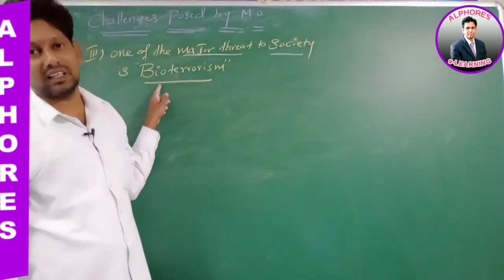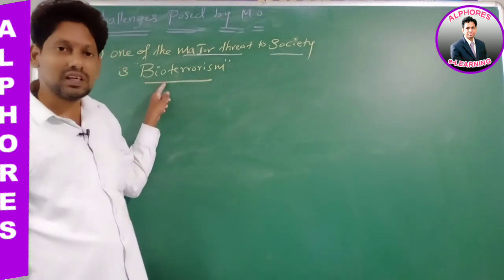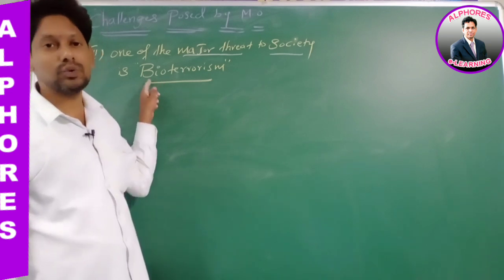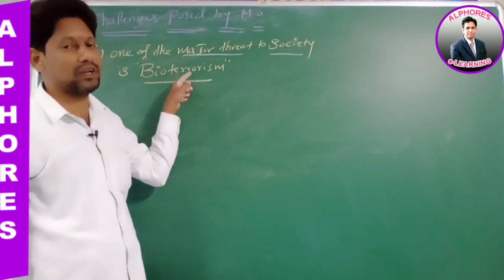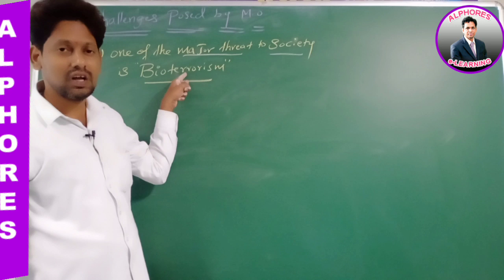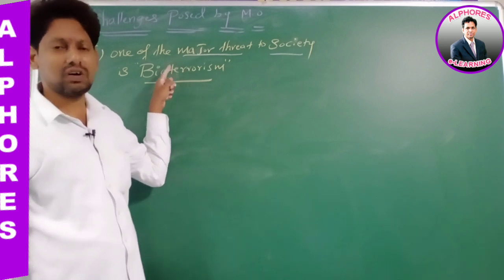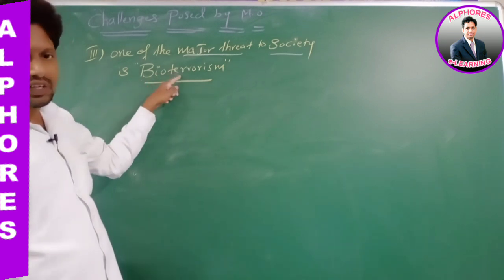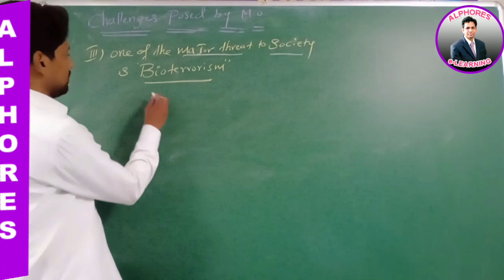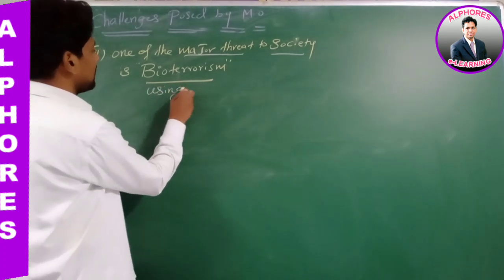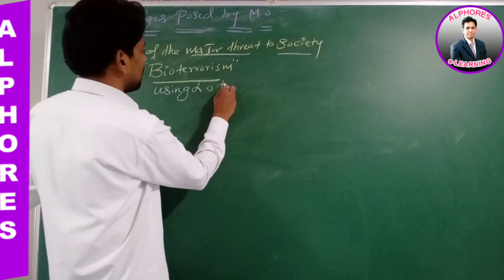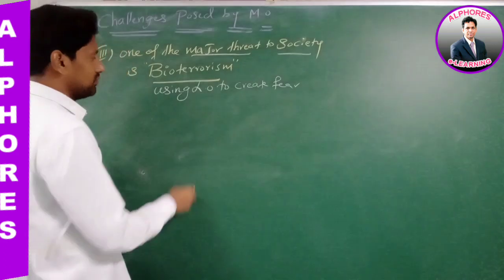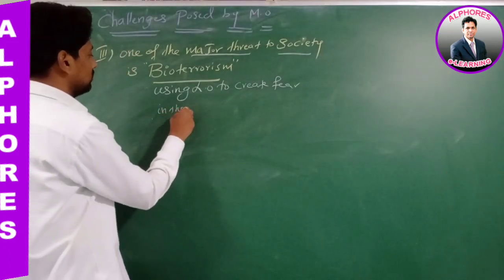Bio means living organisms, right? Creating fear or creating terror in society by using living organisms is called bioterrorism. Is called as what? Bioterrorism. Okay, therefore bioterrorism means nothing but using what? Living organisms. Bioterrorism means using living organisms to create terror or to create fear in the society.